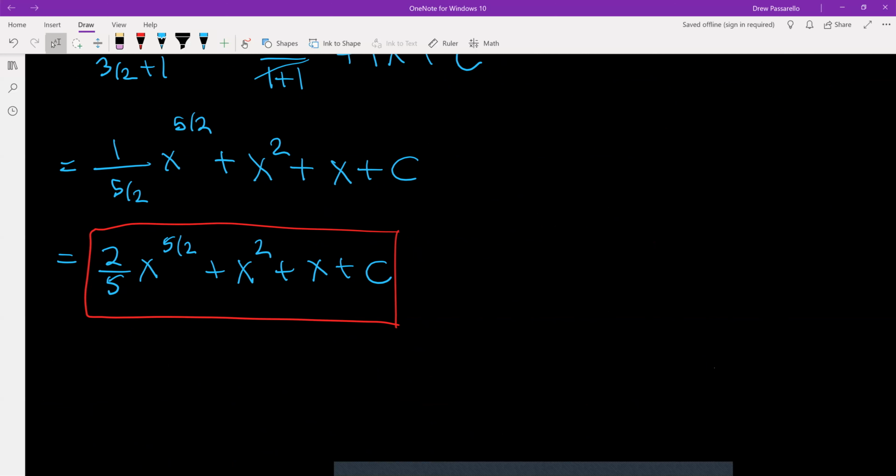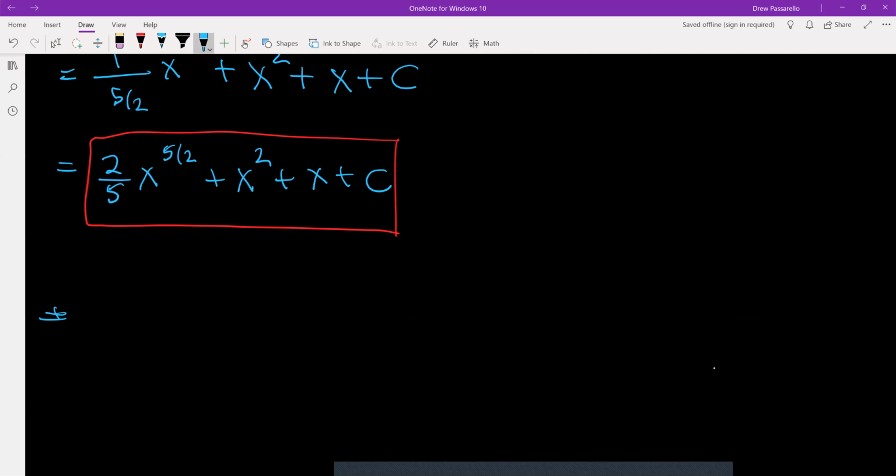Next one, number 21. That's integrating the cube root of x squared. So this one's a little tricky because there's no rule in the integration table that deals with the cube root of something. So I want to rewrite this into a format so that I can apply what we know from the integration rules.